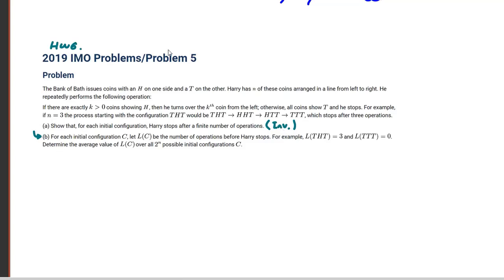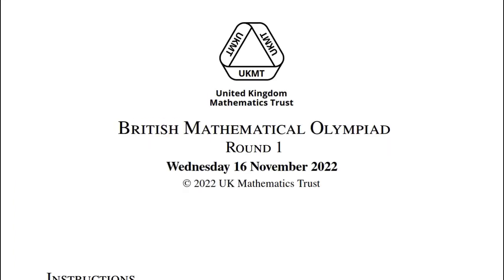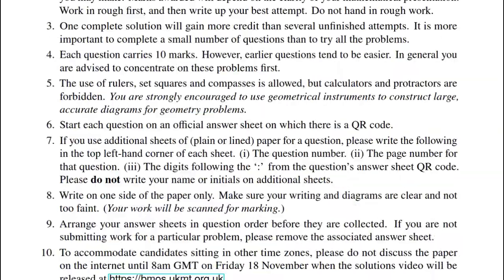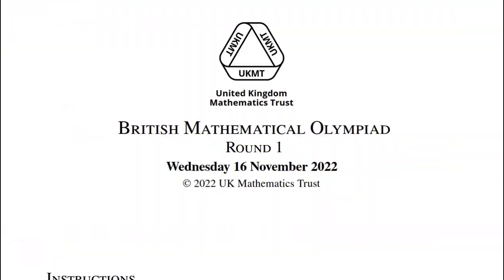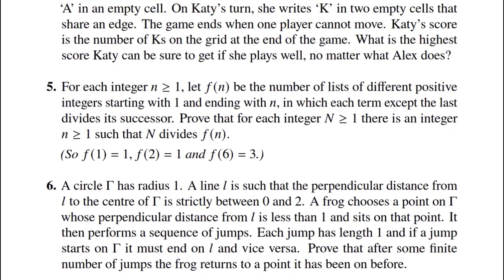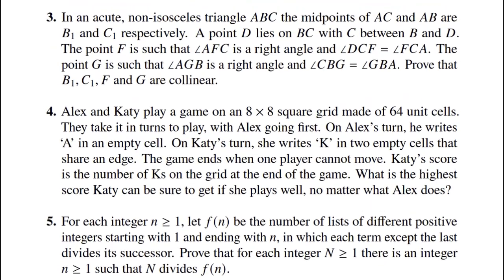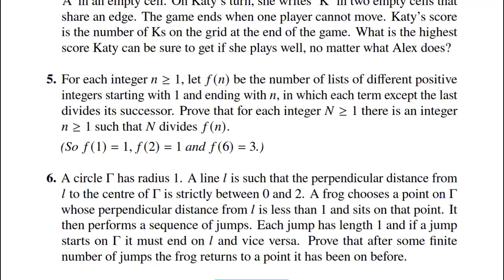Part B is related to the BMO problems. You can solve this part as homework. Okay, let's start. Okay, BMO 1 2022, last BMO. Here we have how many problems? 6 problems. Okay, so let's work on problem 5 here.